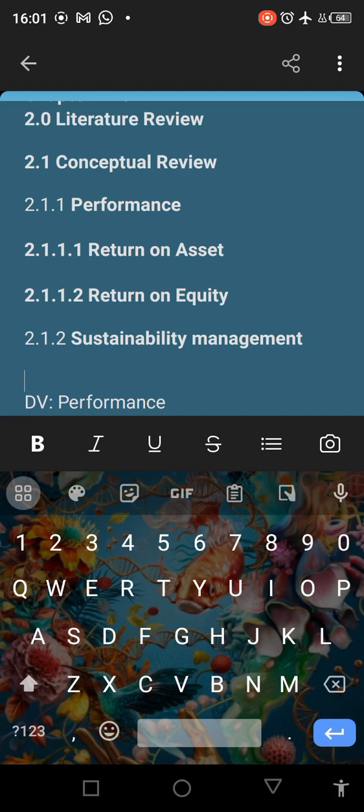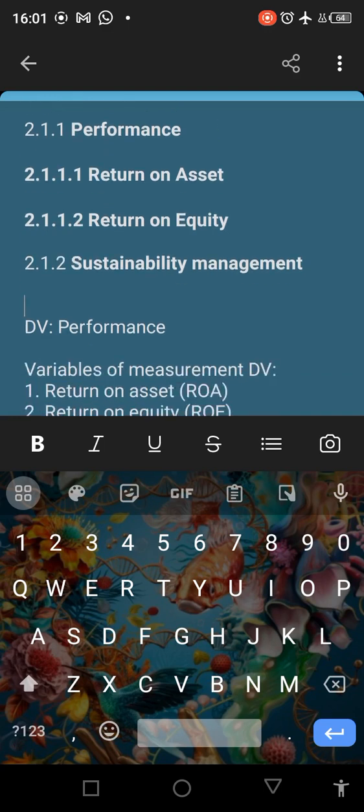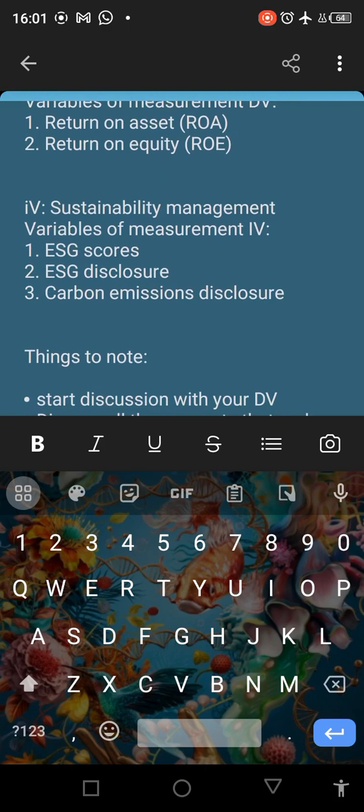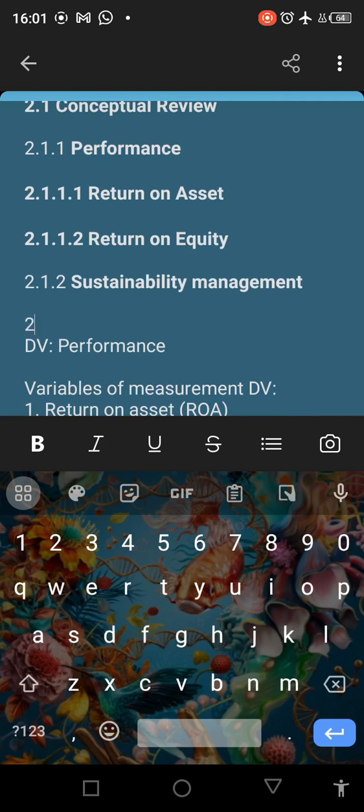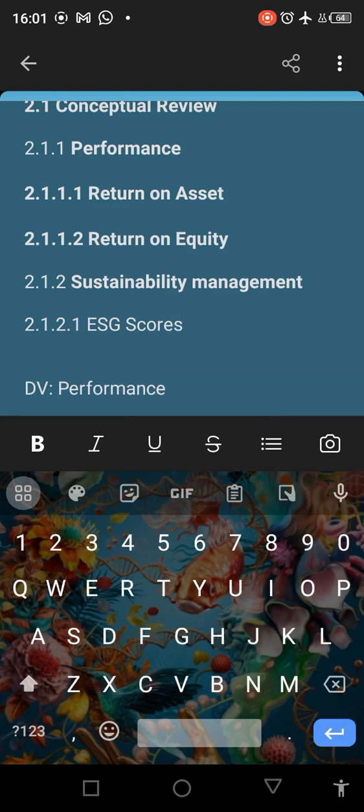Once I am done discussing everything I want to discuss under sustainability management, I will now pick my variables one after the other. Remember, these variables against one another are the ones that will constitute our objectives. That is in chapter 1. We will soon get there. Now, I will pick them one after the other to discuss them one after the other. I will have 2.1.2.1. What do I have there? ESG scores. I will discuss everything I can discuss underneath my ESG scores.